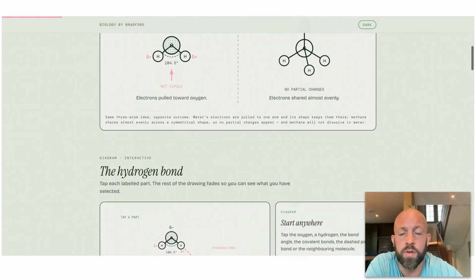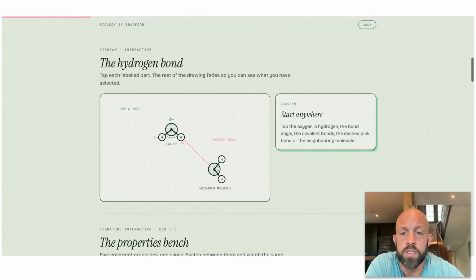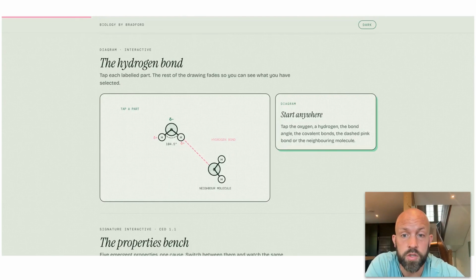Now, what does that mean? It means we have a permanent dipole that allows for hydrogen bonding. So here is an example of a hydrogen bond. It takes place between one of the hydrogens of a water molecule and the oxygen of another one. Of course, you're probably thinking this hydrogen can also form a hydrogen bond with another oxygen, and you're right, it can. For simplicity's sake, in this diagram here, we just have one.